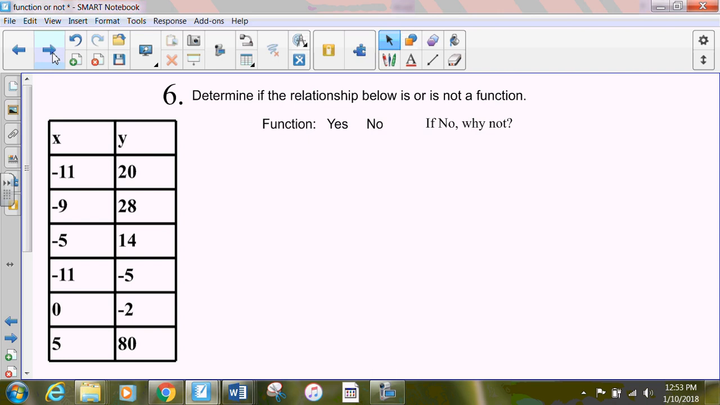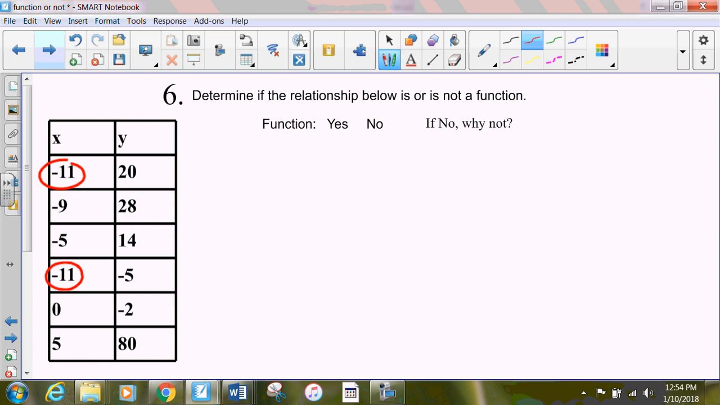Okay, so we're going to look at this. It says determine if the relationship below is or is not a function. So what I'm looking for here is do any of the inputs repeat themselves? I see a -11 and I see a -11. So I have to be careful that both -11s go to the same number.